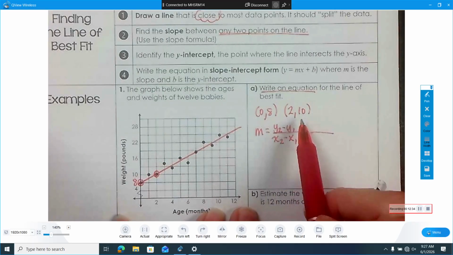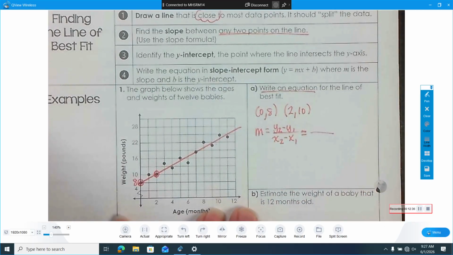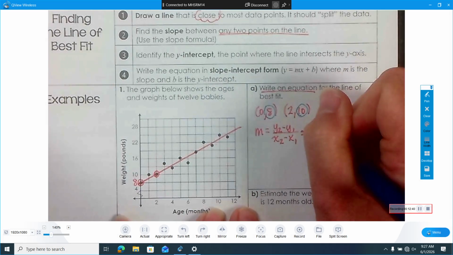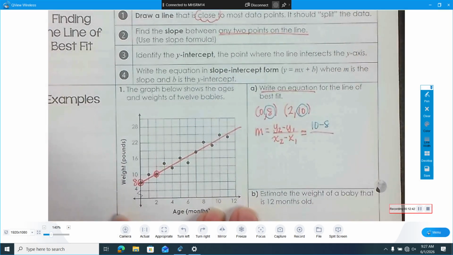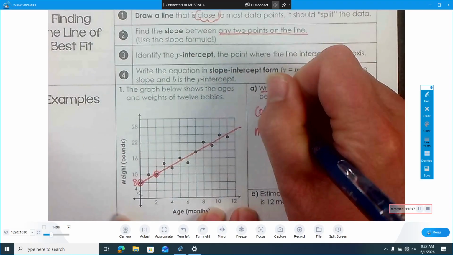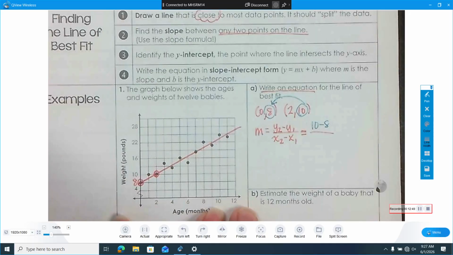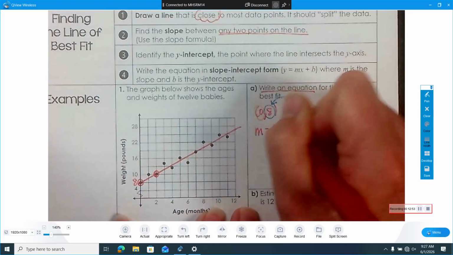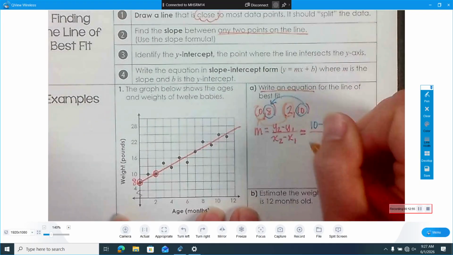But what we want to do is we want to subtract our y-coordinates. And so our y-coordinates are the 10 and the 8. So we're going to do 10 minus 8. You'll notice that I subtracted from the right point to the left point. And then I have to subtract my x-coordinates in the same direction. So I'm going to do 2 minus 0.